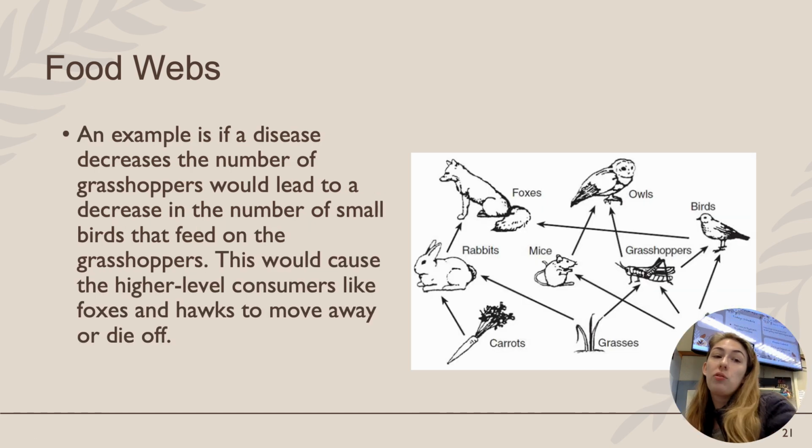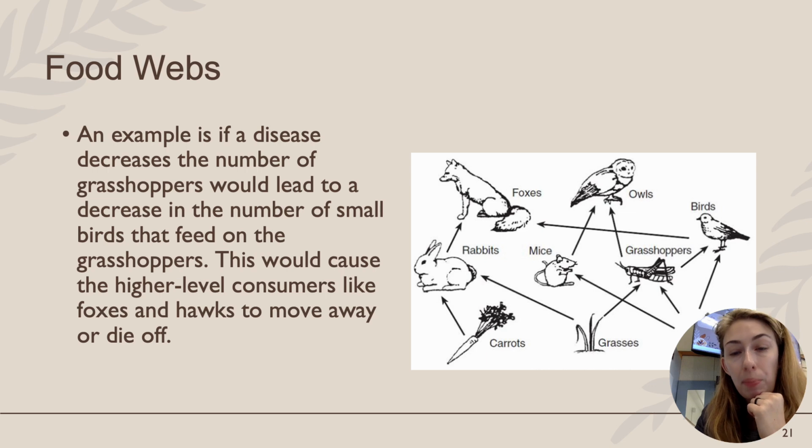So here's another example. If a disease decreases the number of grasshoppers then the number of small birds that feed on the grasshoppers is going to be affected. It would cause a higher level consumer then, like the fox and the hawk, to possibly die off. Okay, so again, if our grasshopper is eaten, our bird population goes down. Let's just say the fox is feeding on those birds. If we don't have enough of these birds, then the fox population will decrease.